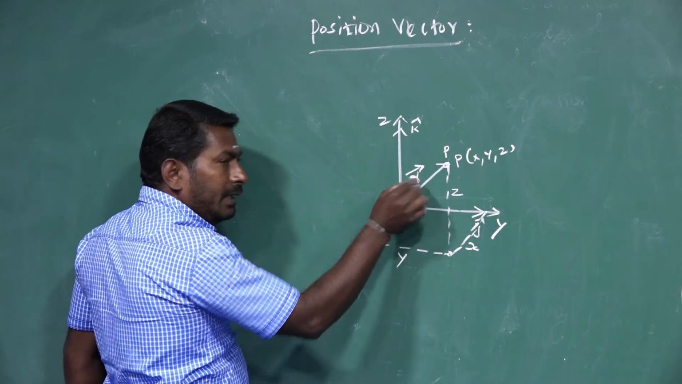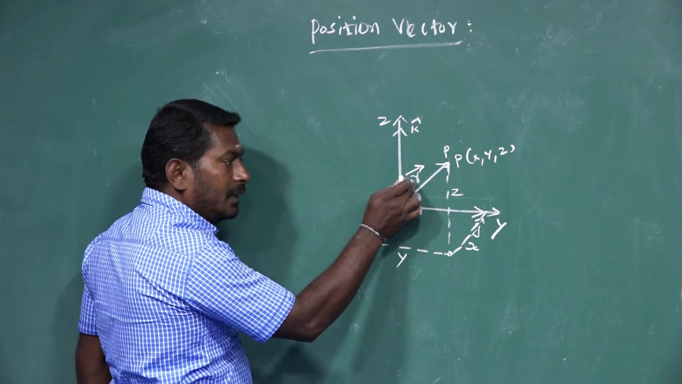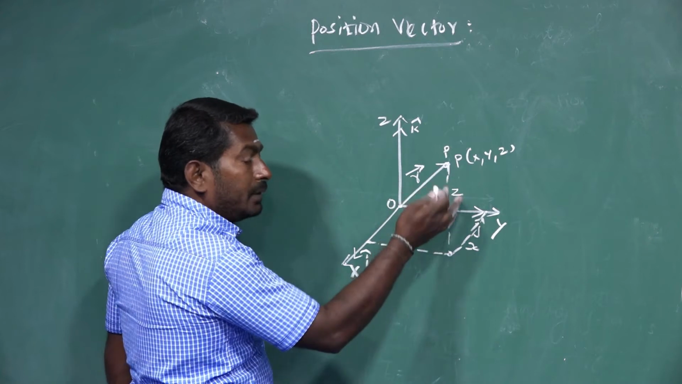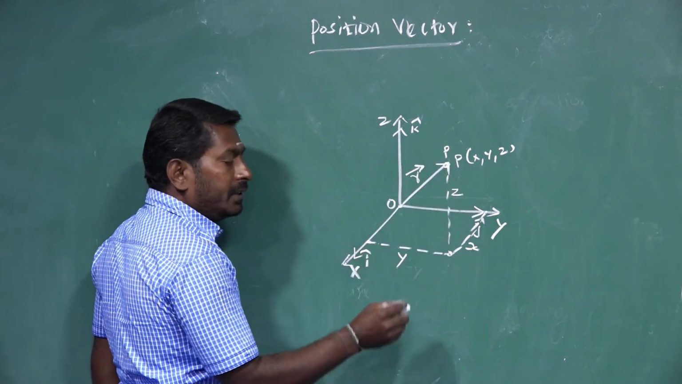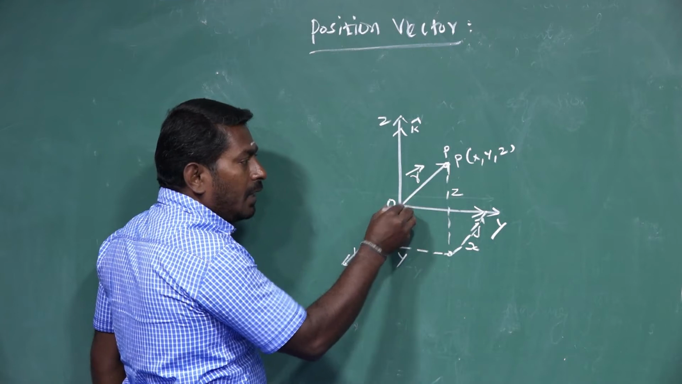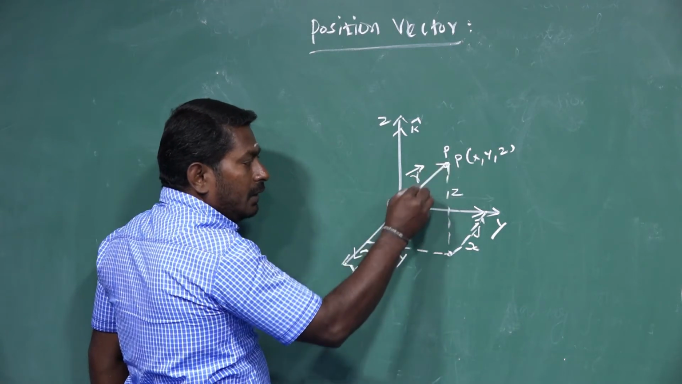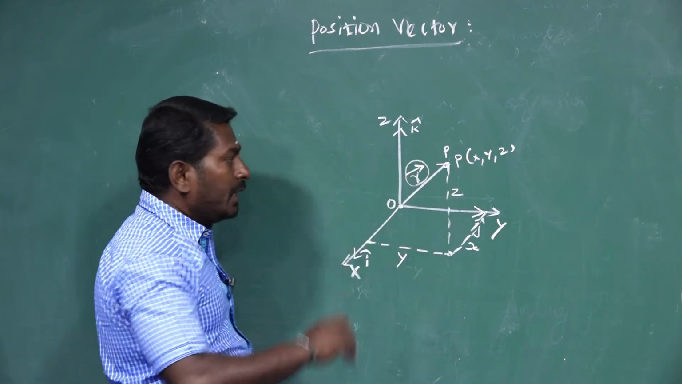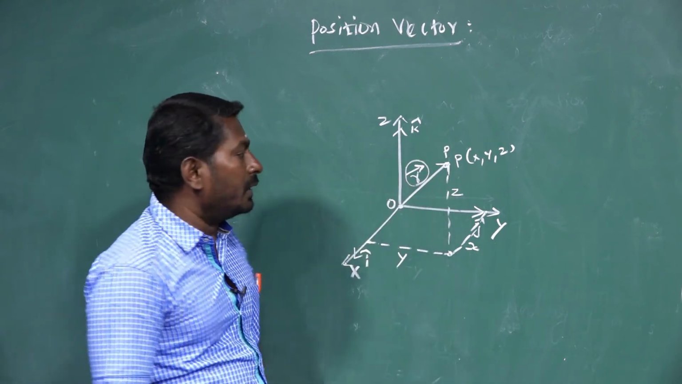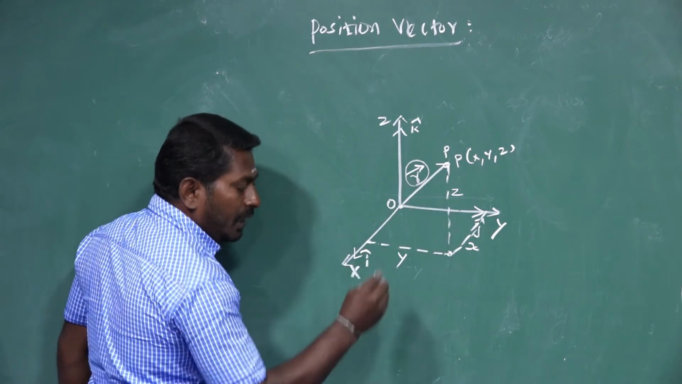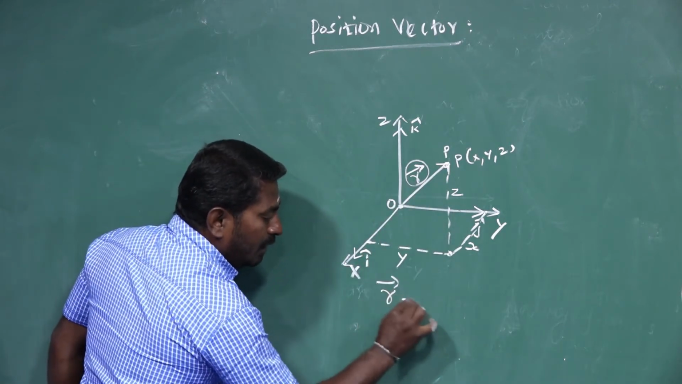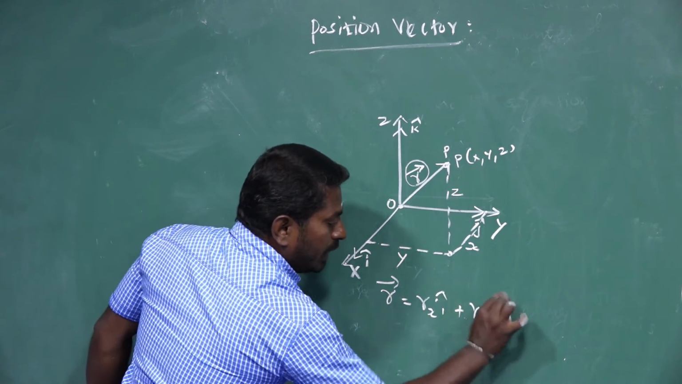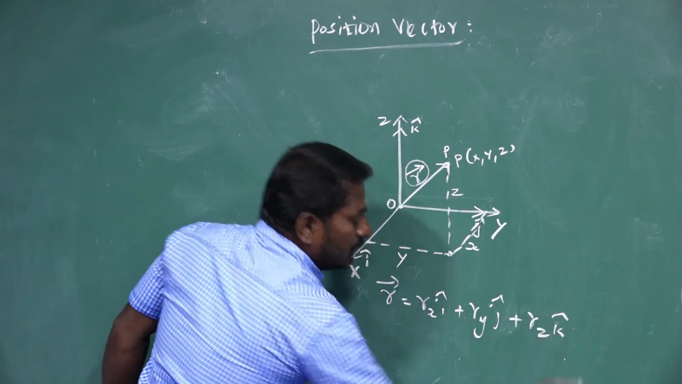Keep it in your mind, the position vector is one of the vectors, but it describes the position of a particle at any instant of time in space based on the three-dimensional Cartesian coordinate system, from the origin to this point. So the position vector is a vector quantity; it has both magnitude and direction. The position vector can be represented in the three-dimensional Cartesian coordinate system: R vector is equal to Rx i cap plus Ry j cap plus Rz k cap.